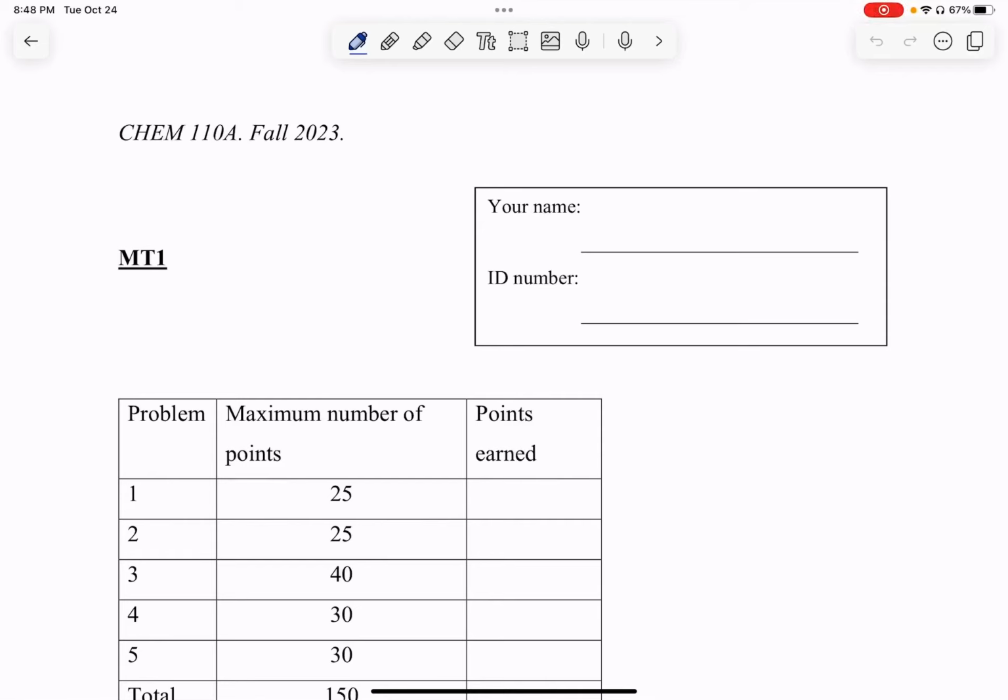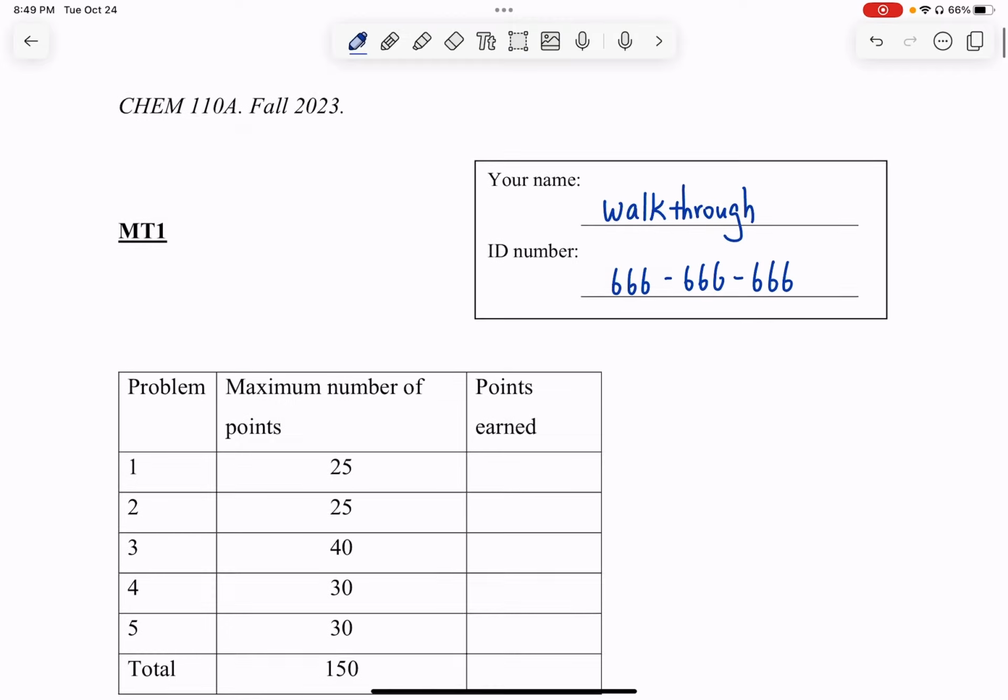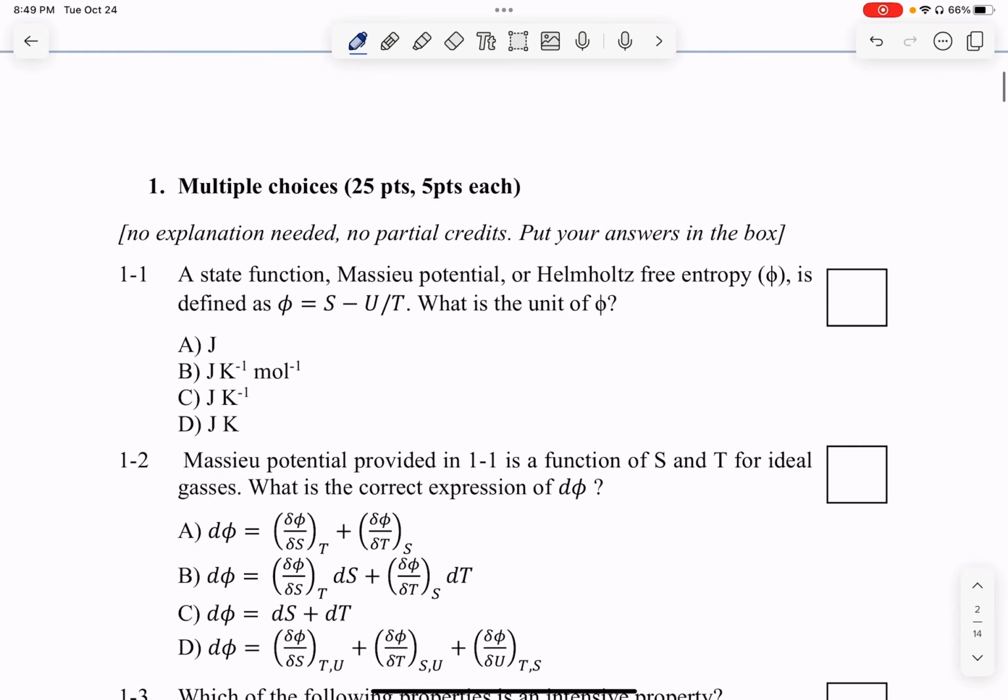All right. I would like to do a quick walkthrough with you for this midterm one exam, just to make sure that even after the exam you can fully understand what the answer key said. I hope you all know where to put your name and ID, and let's get started.